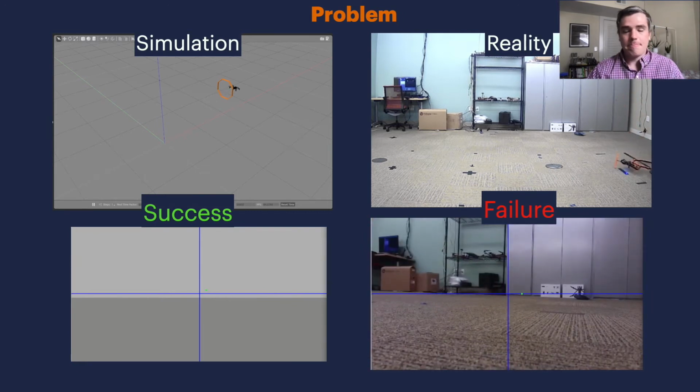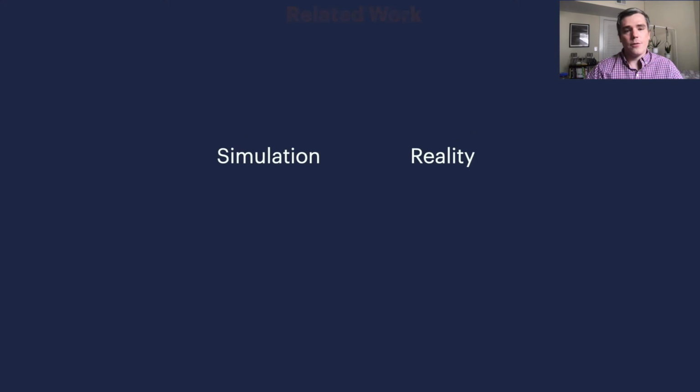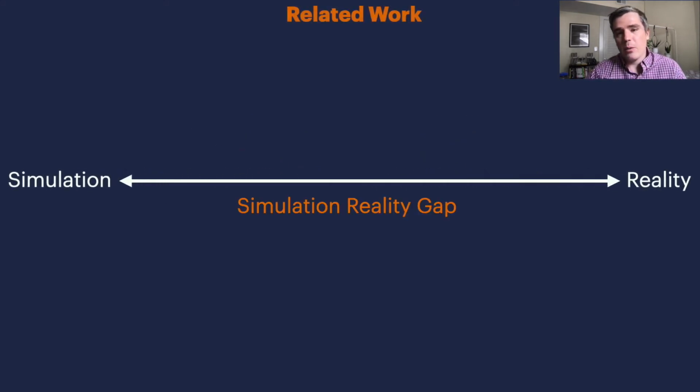Why does this happen? This difference in behaviors is caused by what is known as the simulation reality gap. The simulation reality gap describes the difference in sensor readings, actions, and behaviors between systems run in simulation compared to systems run in the real world. Developers can try to reduce this gap.